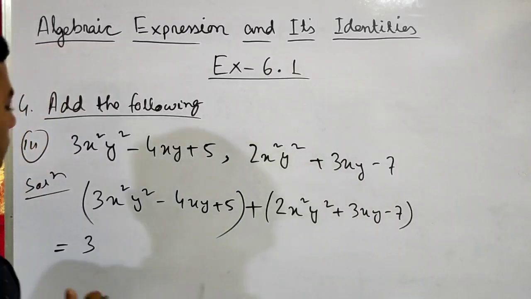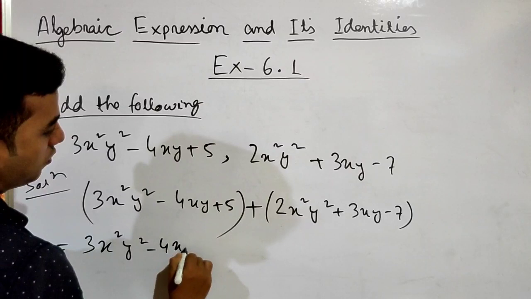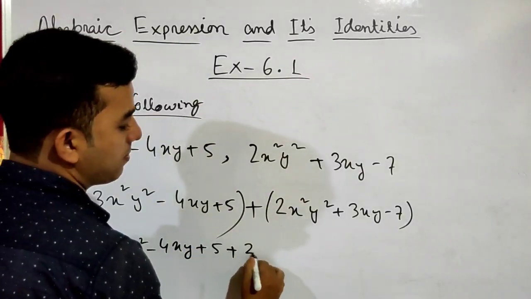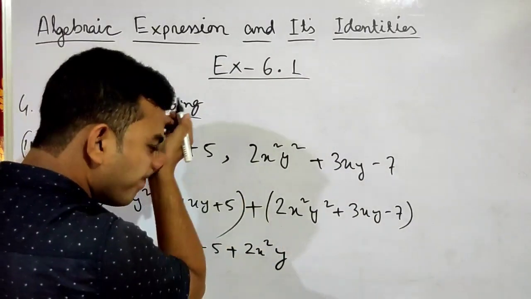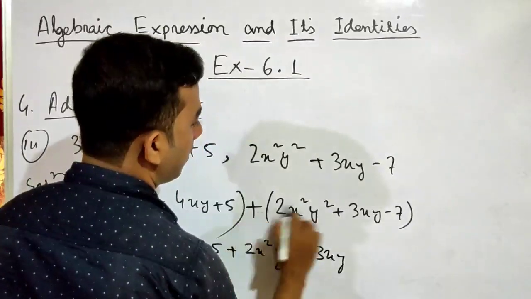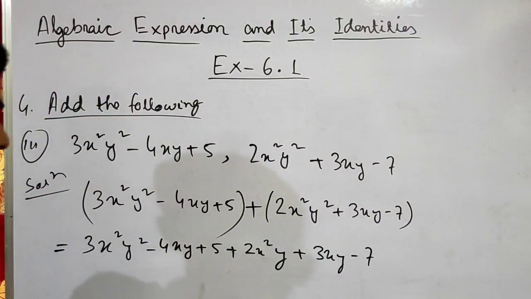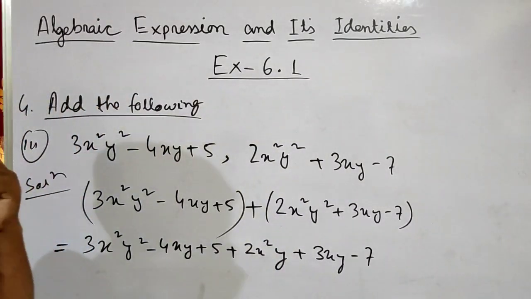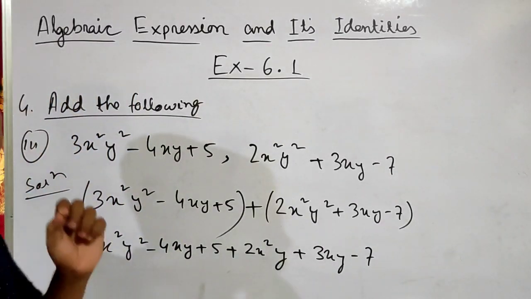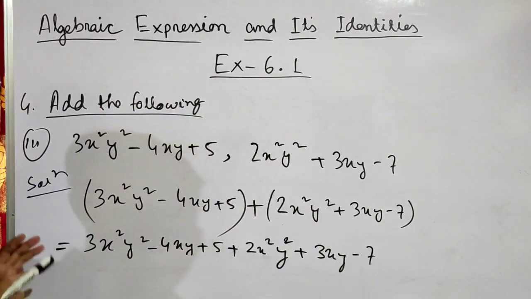This is the rule, okay. So now remove the bracket. Look, 3x²y² minus 4xy plus 5. Then this one is plus, okay. Then plus 3xy, then plus minus 7. Look here, no term has its sign changed, okay. The sign is as it was in the question, this was also the same, okay. But in case of subtraction, you will see that the sign changes, okay. Okay, now how to add this?